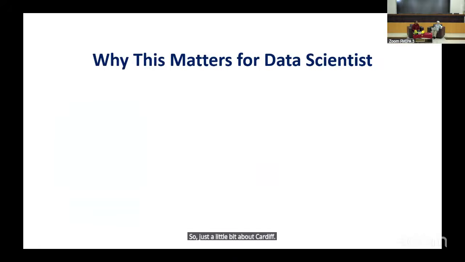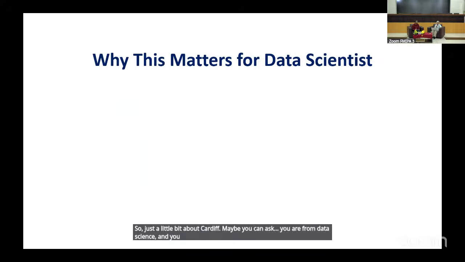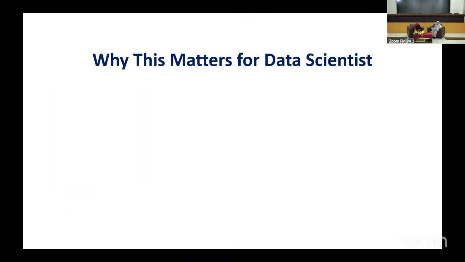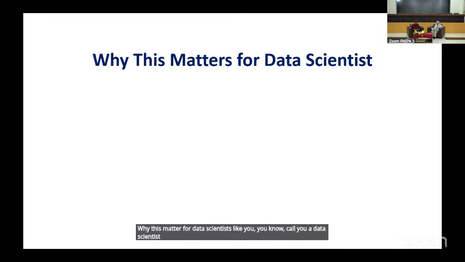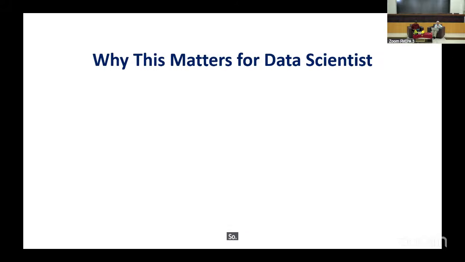Maybe you can ask, you are from data science, so why are these people from healthcare modeling coming to our department? Why does this matter for data scientists like you? I call you a data scientist. So there are at least two reasons.